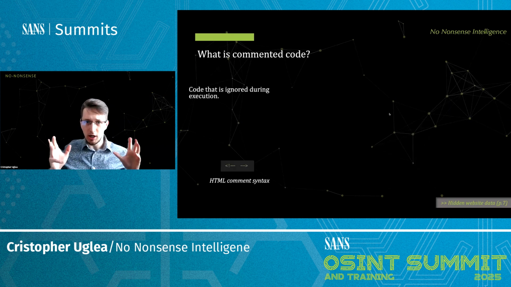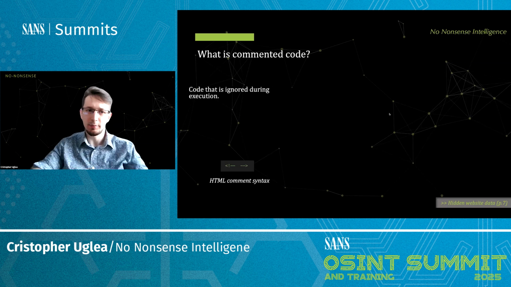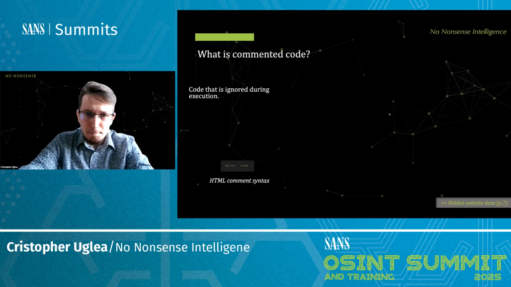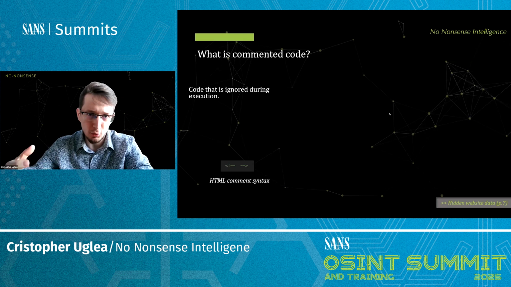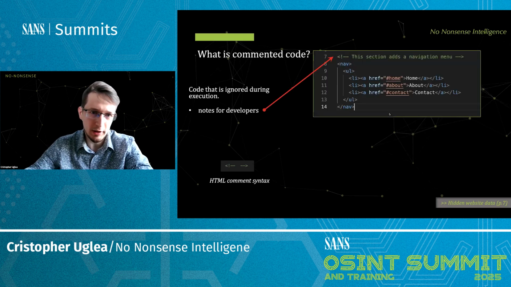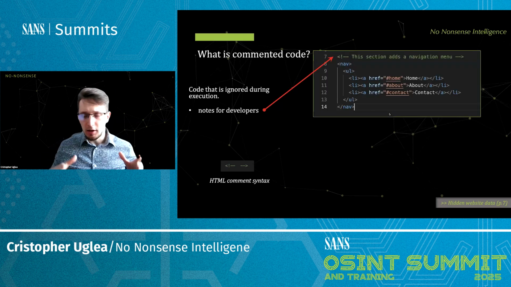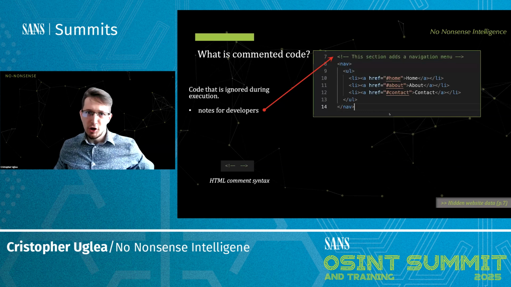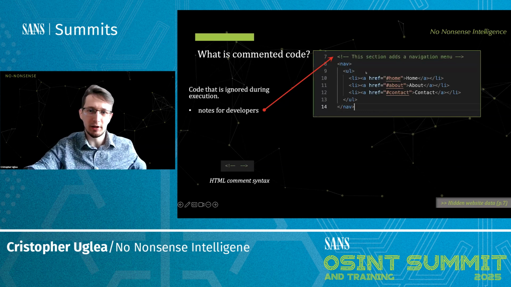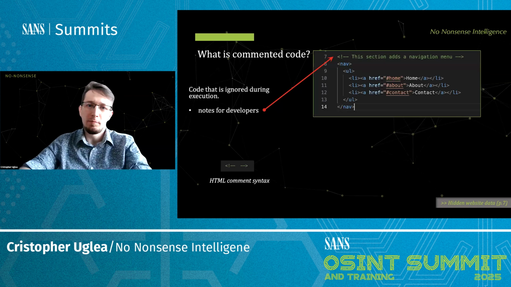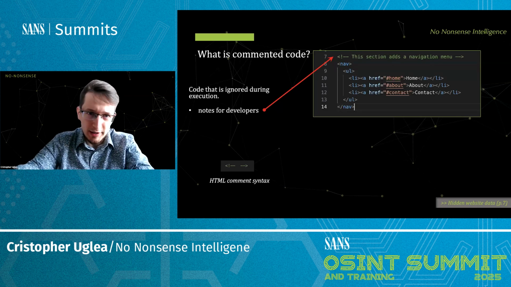This is where I found a lot of good stuff in my investigations, and I'll show you some good examples of that. If you've ever written code, you know what commented code is, but I'll repeat it here. It's code that's ignored during execution. I'm giving you an example here. A lot of times developers use this to leave notes, right? The green text on the screen, this section adds a navigation menu, just tells what the code below does. It's not part of the code per se.